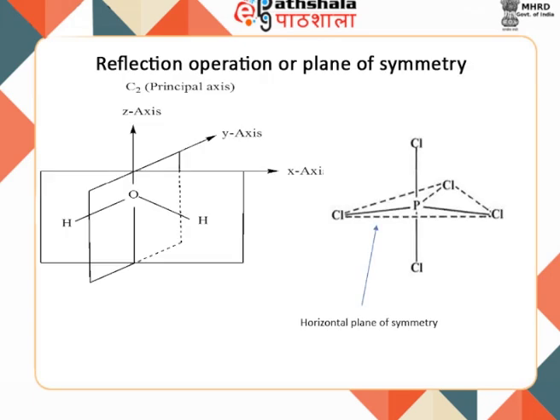Here, H2O molecule has two sigma V. First, sigma XZ, it is the molecular plane. Second, sigma YZ, it bisects the angle of HOH. Whereas PCl5 molecule contains 1 sigma H and 3 sigma V.